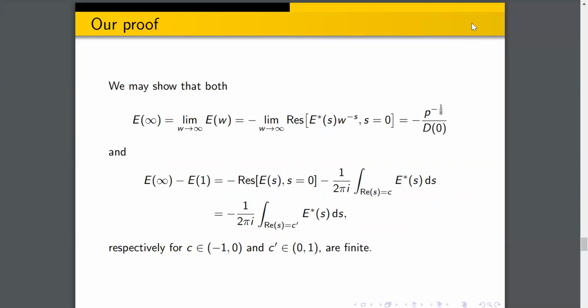And then we may proceed to show that the extreme values may be found by the Cauchy residue theorem, and similarly, we may find the value of E of infinity minus E of 1 for some value between 0 and 1. And of course, here we also have some fundamental strip, and there is no problem for that. Both values exist, since this value has to be finite too.